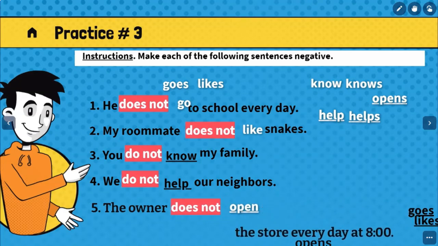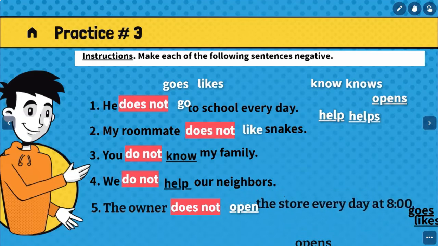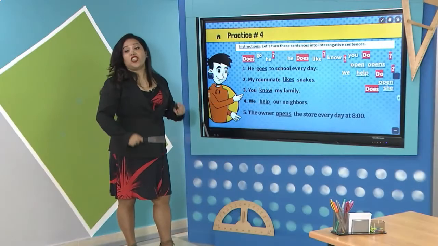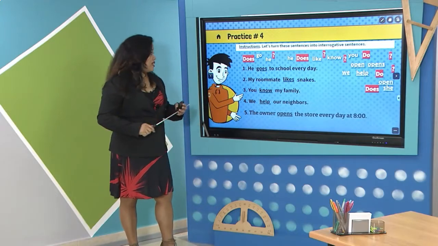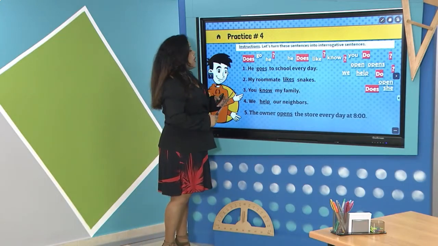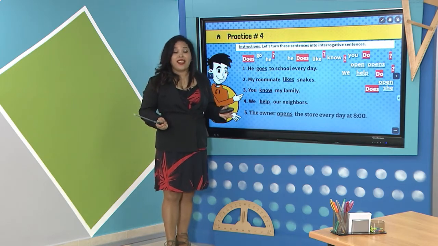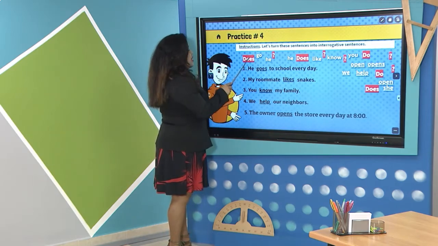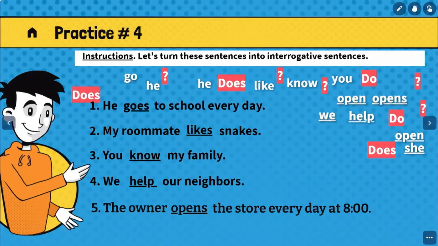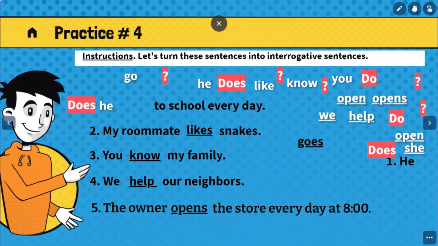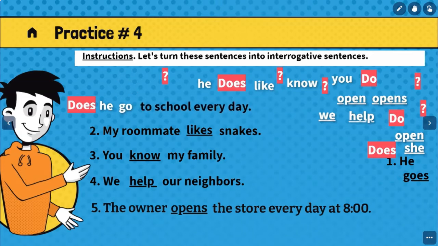Excellent, guys. Good job. Now, guys, let's practice changing these sentences into interrogative. He goes to school every day. What do we need for changing these sentences into interrogative sentences? Good. We have to add the auxiliary, do or does. In this case, it's does. Let me change this. Does he? Does he goes is not correct because we are using the auxiliary. So it's, does he go to school every day?